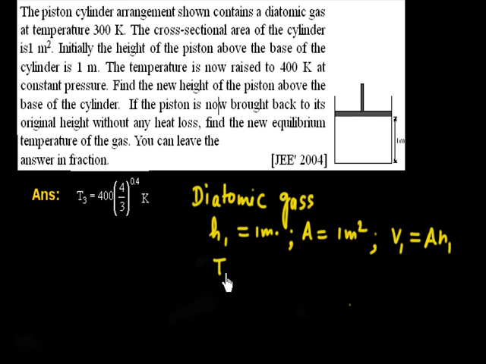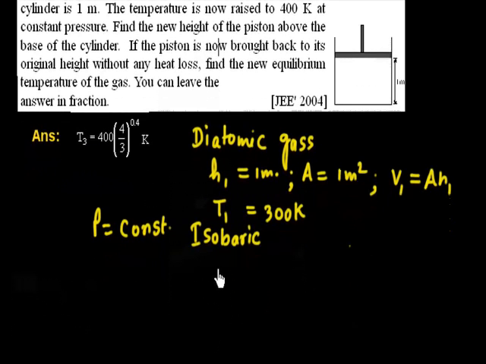Now the question says the initial temperature is 300 Kelvin, and the temperature is now raised to 400 Kelvin. How are we raising it? At constant pressure. So pressure is constant, which means we have an isobaric process. And now the final temperature T2 is 400 Kelvin.